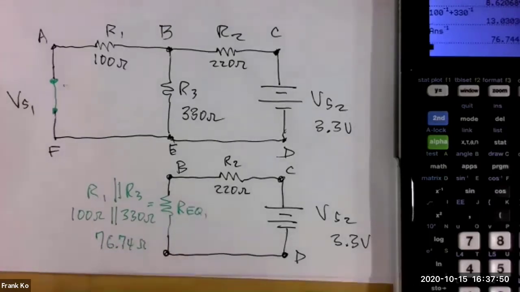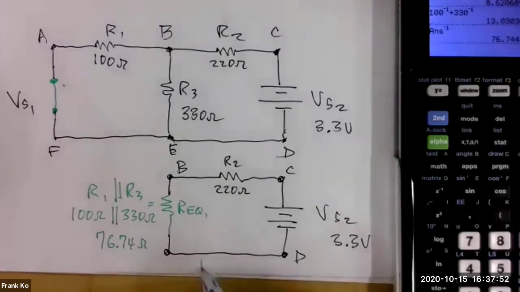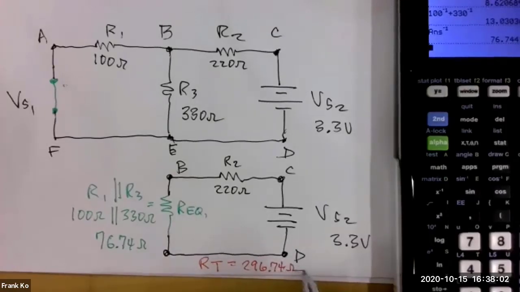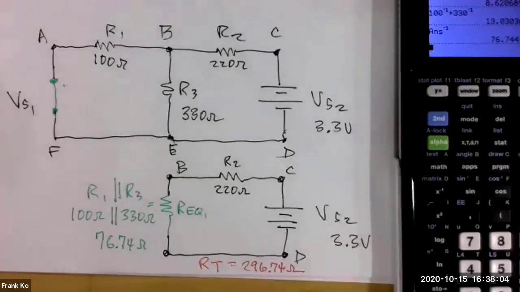Simply just add these 2 values, and your R total in this case should work out to be 296.74 ohms, yes? Everybody in agreement with that? So far, so good? Okay.